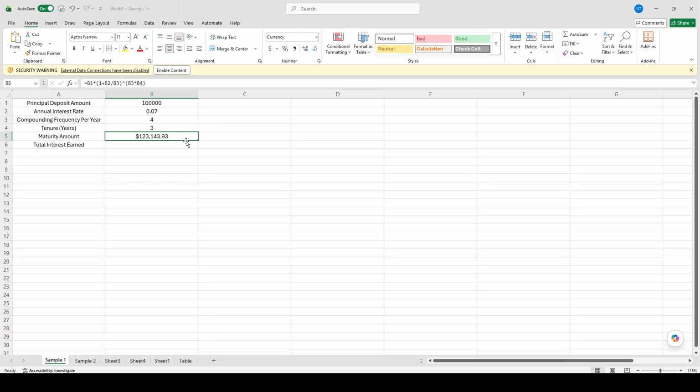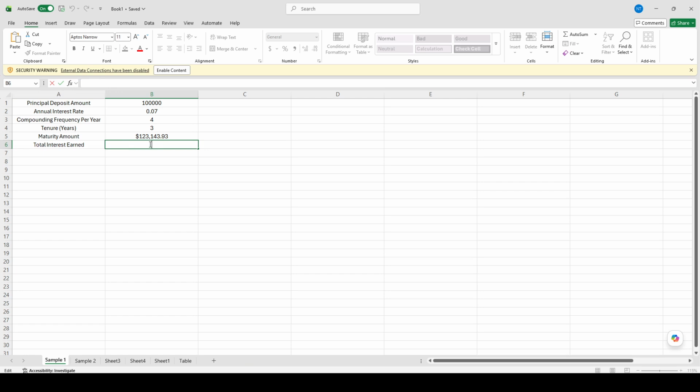Next, we will calculate the interest earned over the tenure of the fixed deposit. This is useful because the maturity amount includes both your original deposit and the interest. If you want to know only the profit or interest portion, you need to subtract the original principal amount from the maturity amount. Click on cell B6. This cell will be used to show the isolated interest payout amount.